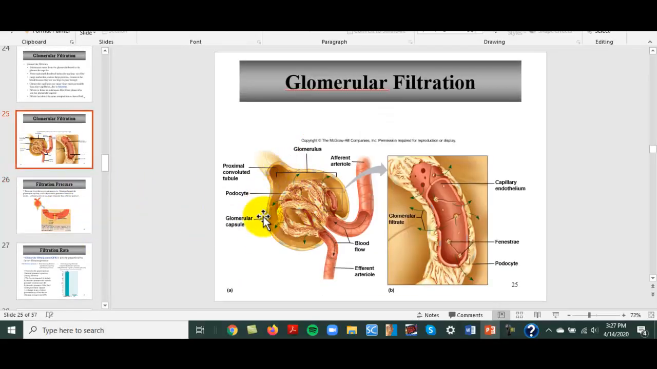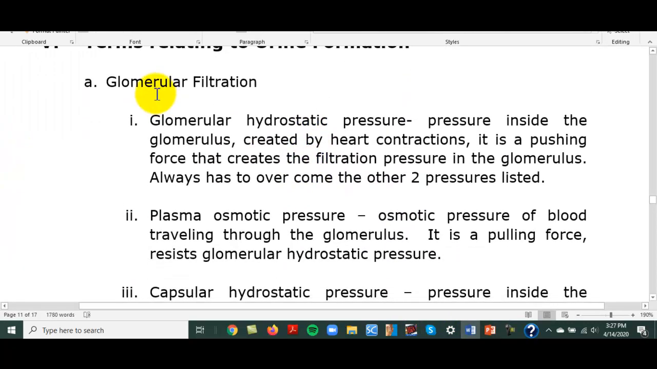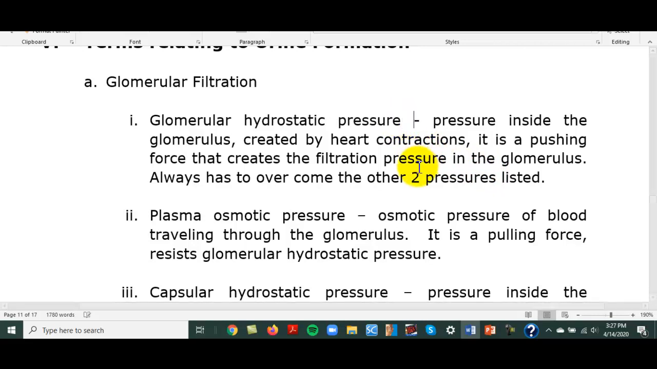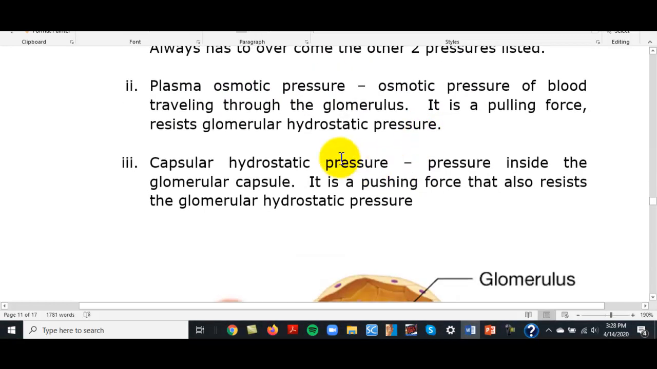So there's the capsule that has pressure, and the blood itself has what's called osmotic pressure. It's a pulling force, and then the pressure going through here and through the kidneys is created by the heart. So the glomerular hydrostatic pressure, stuff drives me crazy. Okay. Pressure inside the glomerulus created by heart contraction. It is a pushing force that creates the filtration pressure. Always has to overcome the other two pressures listed.